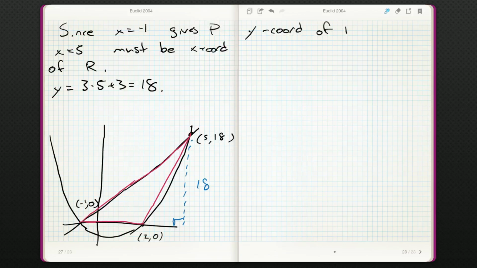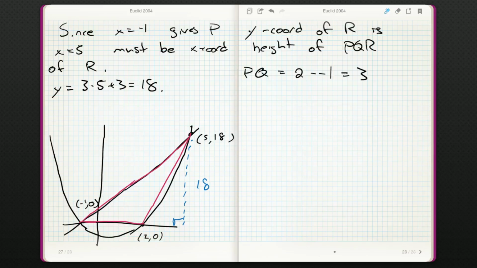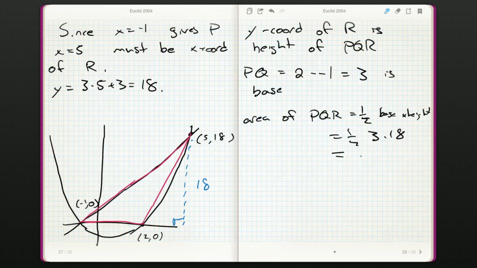So the y-coordinate of R is the height of PQR, and PQ, which has a distance of 2 minus negative 1, which is 3, is the base. Area of PQR is 1/2 base times height. So 1/2, 3 times 18. The 1/2 and the 18 will cancel out. We get 3 and 9, 27. Okay? So that finishes that off.